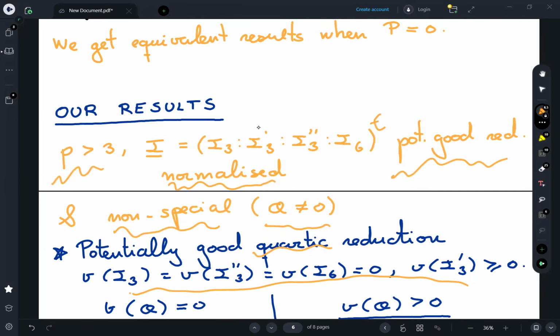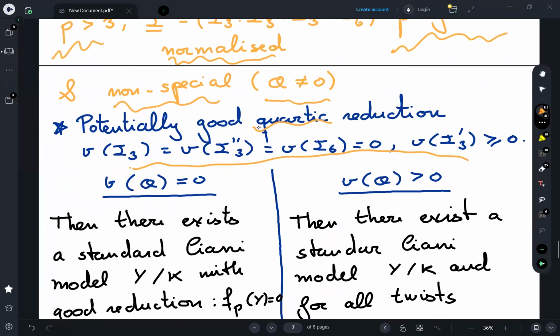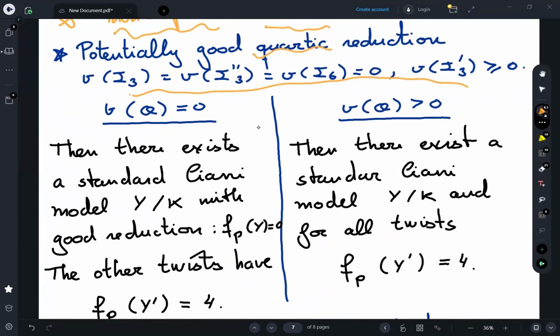So this is in P3 over K with weights 3, 3, 3, 6. So you have a model over K. In the first case, one of those models, you can even get it with trivial conductor, meaning with good reduction.